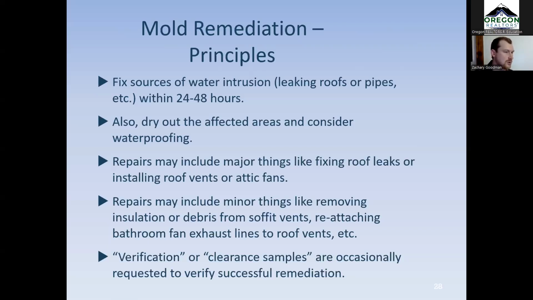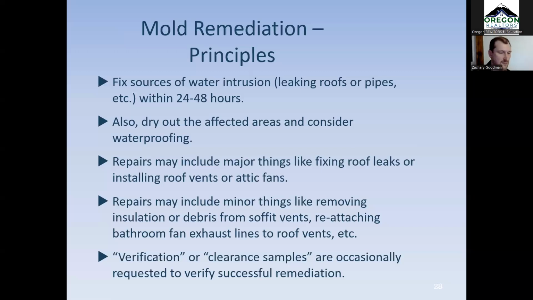We also recommend drying out the affected areas and consider waterproofing. This is especially an issue for living space or basements. Repairs may include major things like fixing roof leaks or installing roof vents or attic fans. We can do that as well. Repairs may include minor things like removing insulation or debris from soffit vents, reattaching bathroom fan exhaust lines to roof vents, etc.